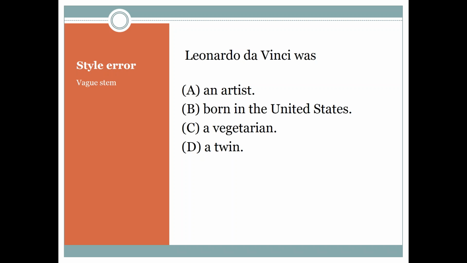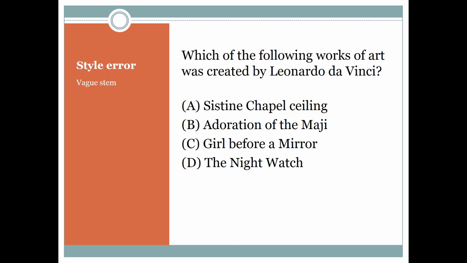Versus, if you change the stem to a more direct statement, so which of the following works of art? Now we're asking about a specific topic. We're asking about the art that was created by Leonardo da Vinci. Now we have 4 different works of art that have been created, and the stem is asking which one was created by Leonardo da Vinci. So you want to provide enough information to get your point across, but not too much where you might confuse the candidate.